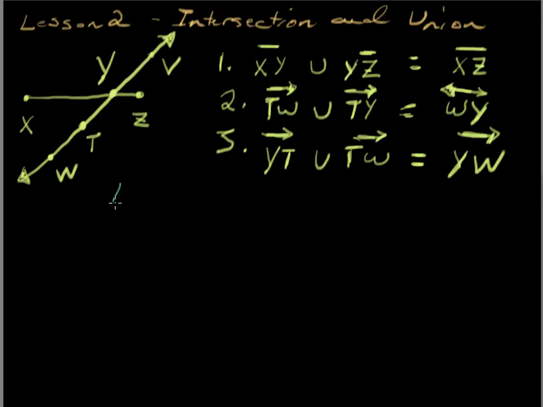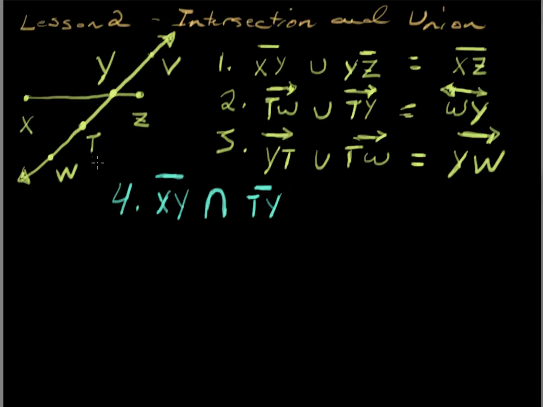Okay, number 4, there we go. We'll start with intersection. So let's intersect. We have x, y, and this is a line segment, xy. Intersect, it's the union symbol upside down, with a line segment ty.